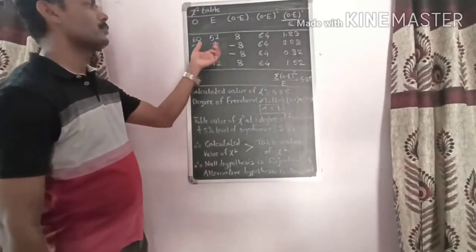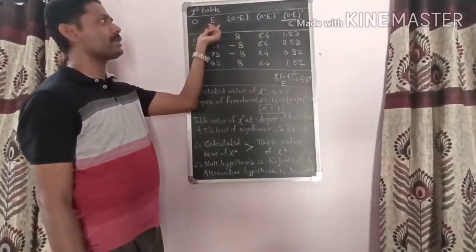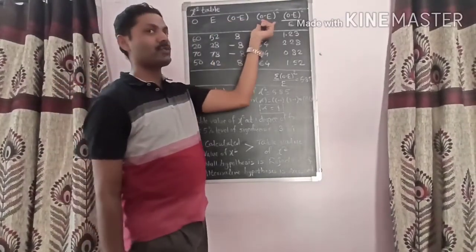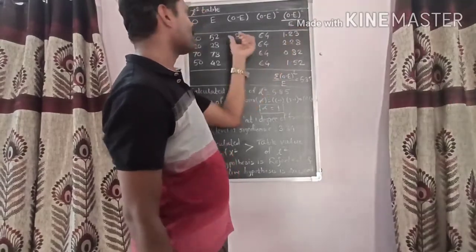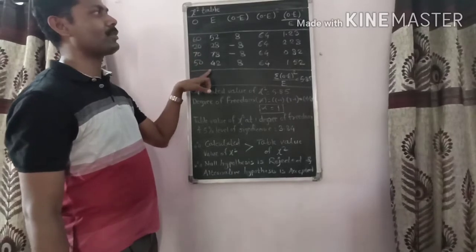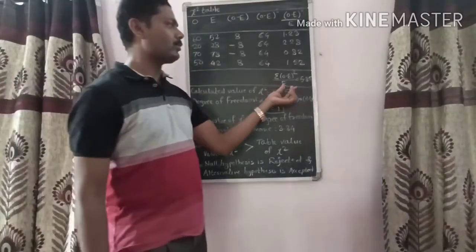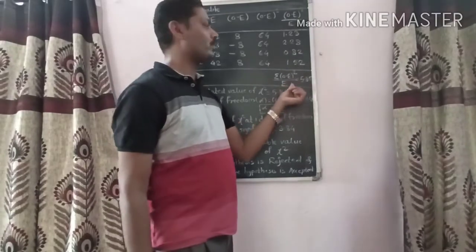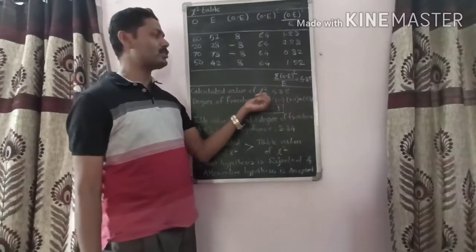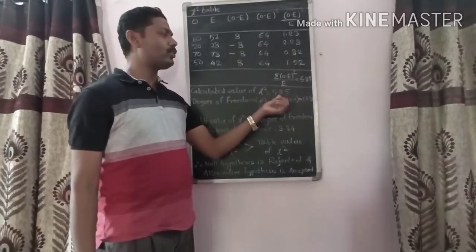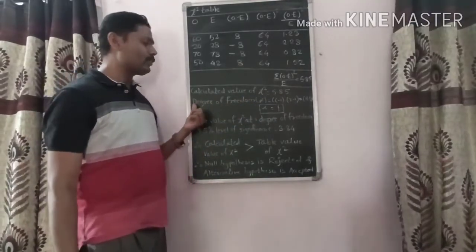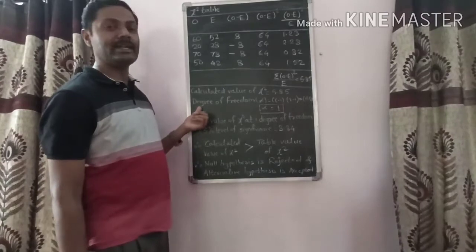In chi-square table, we have columns: observed frequencies, expected frequencies, the difference between observed frequency and expected frequency, the difference square, and difference square divided by the values of E. We have given observed frequencies, we have calculated expected frequencies. According to this data, we have summation of O minus E bracket square divided by E is 5.85. It means that calculated value of chi-square is 5.85. We require to compare this value with table value of chi-square. That's why we require to find degree of freedom.